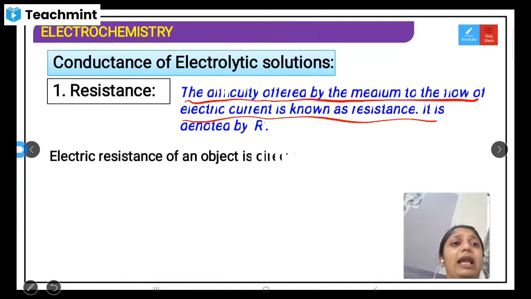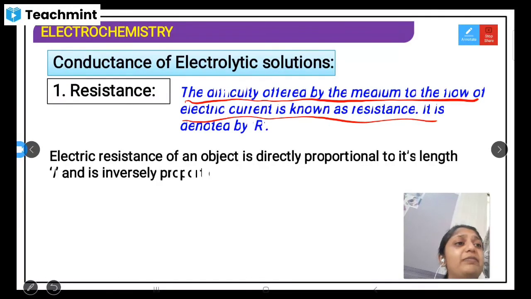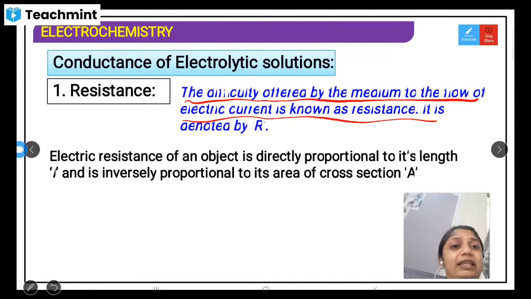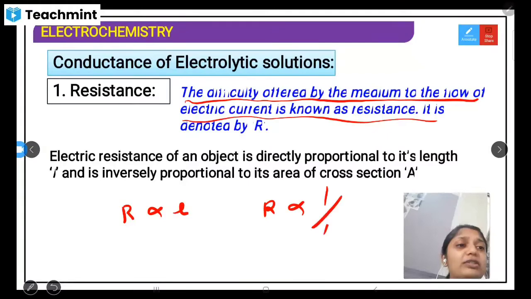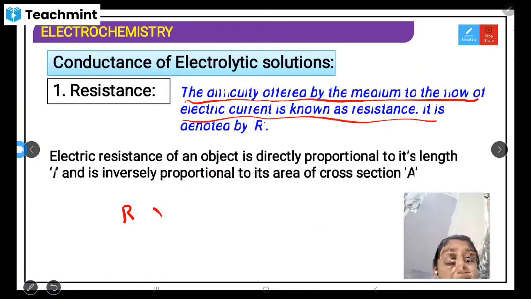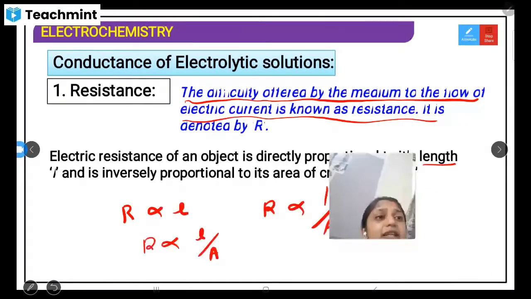So electric resistance of an object is directly proportional to its length and inversely proportional to the area of its cross section. So students, here we can say R is directly proportional to L, and R is inversely proportional to the area of cross section, that is 1 upon A. So finally, R is proportional to L by A. L is the length and A is the area of cross section.